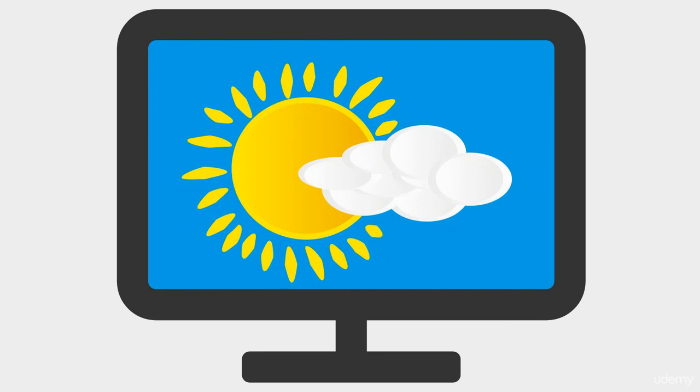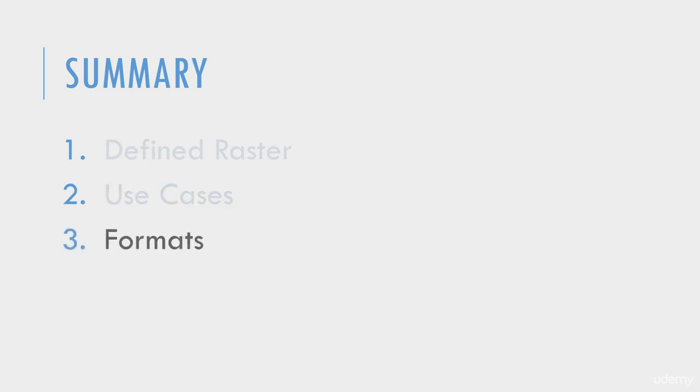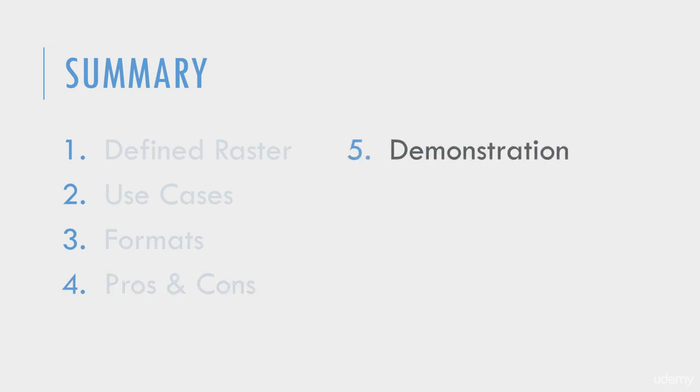Alright, we've talked about a few topics here. Let's summarize. First, we defined raster and said that it consists of pixels. We went through a few use cases such as desktop backgrounds, screenshots, digital pictures, etc. We talked about some of the formats that you'll see raster images in. Then we talked about the pros and cons. And finally, we demonstrated resolution and how a higher resolution image is better than a lower resolution image.